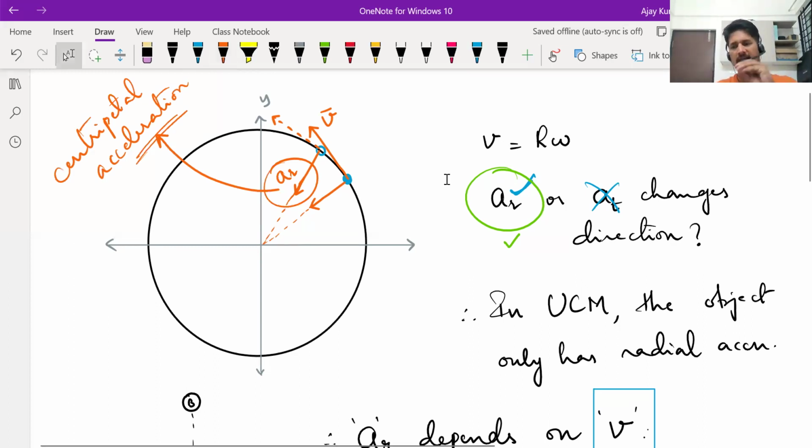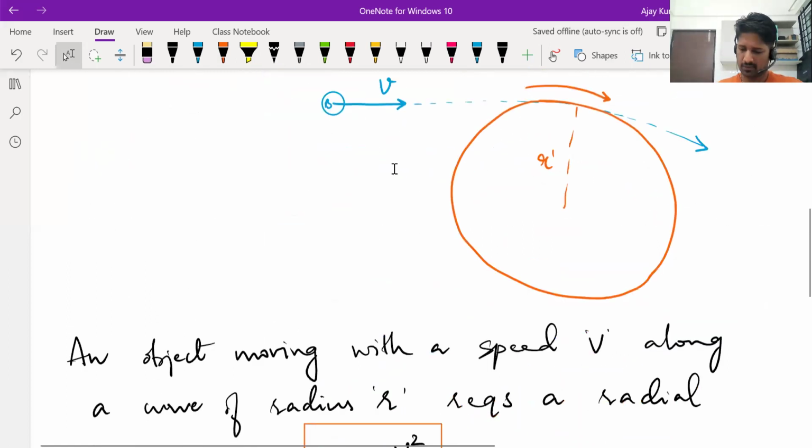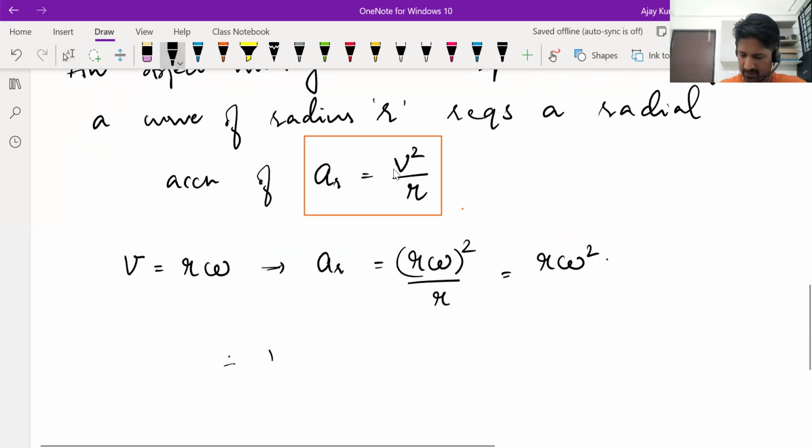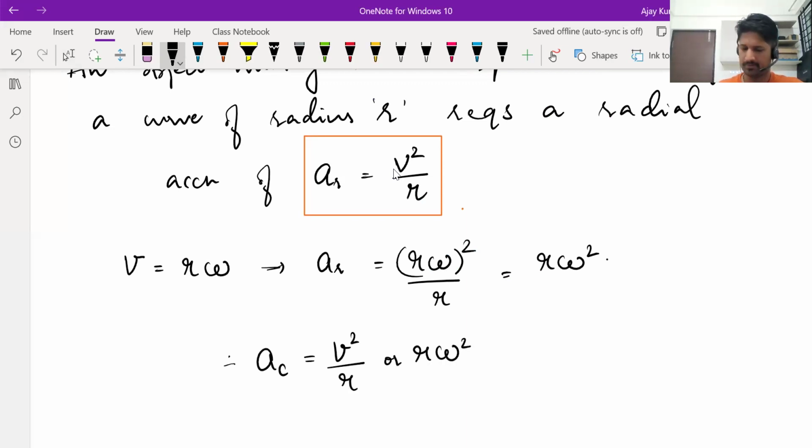So remember, radial acceleration in general is acceleration perpendicular to velocity. In case of circular motion, we call it centripetal acceleration. They are the same. Generally, you use the term radial acceleration. That can be used for circles, parabola, any curved path. You will call it centripetal acceleration when it comes to actual circular motion. Therefore, we can say that centripetal acceleration, I'm writing it as AC, is equal to v square by r, or r omega square.